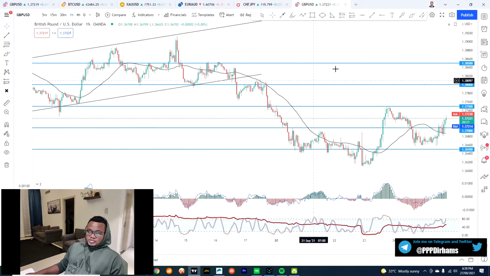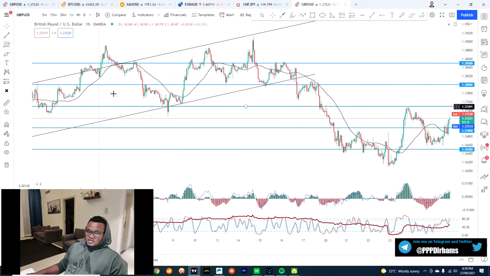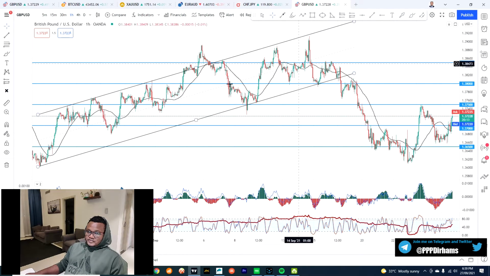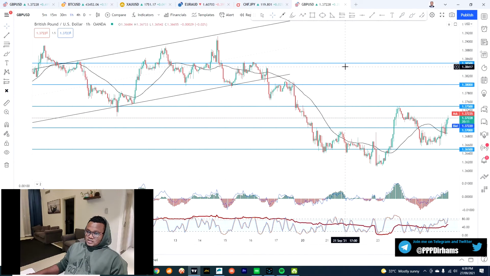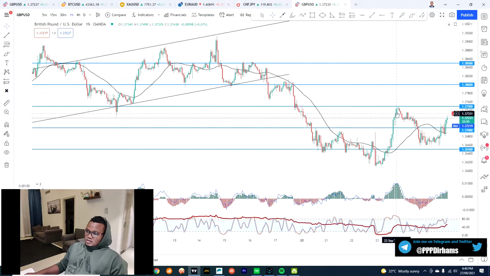Right here, GBP USD 1 hour. From my previous analysis, I have joined these dots and created one channel here. It's been broken and retested right here, and then went down again, formed some reversal pattern here, and then reversed, actually broke the high of this area, then got to 1.35, then corrected.